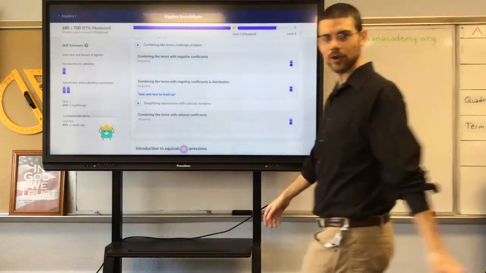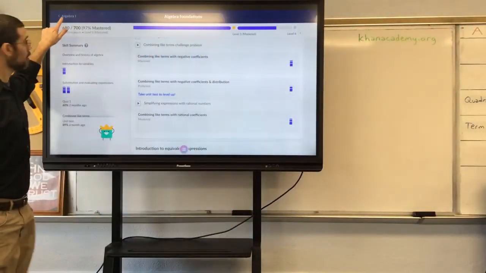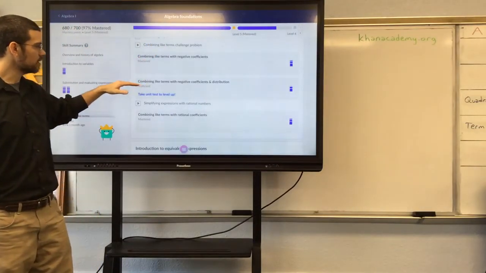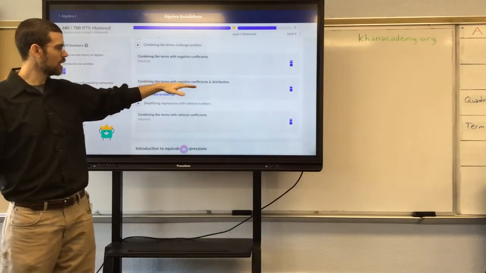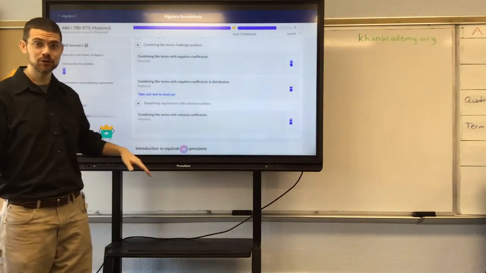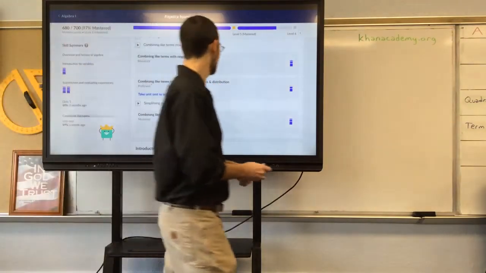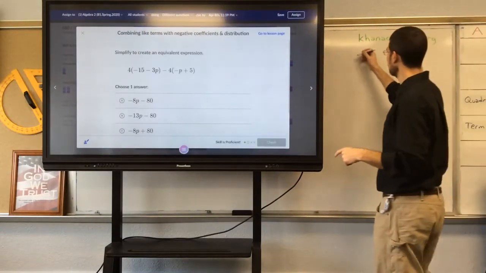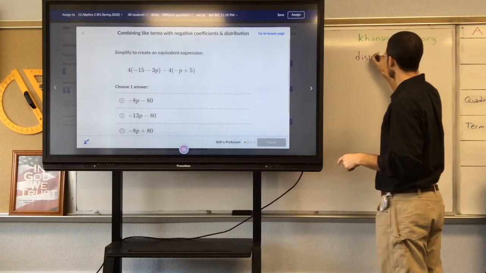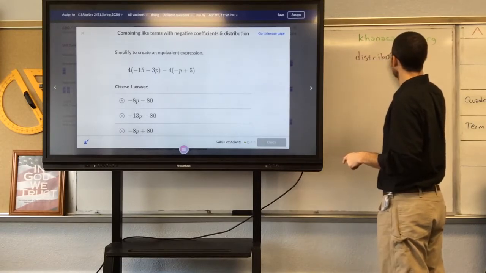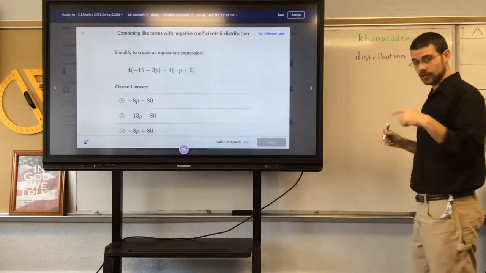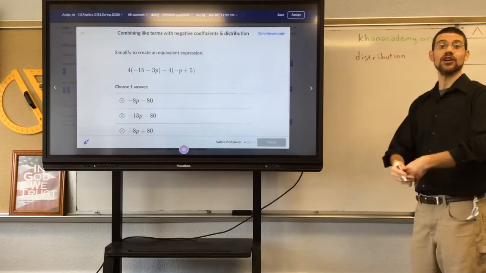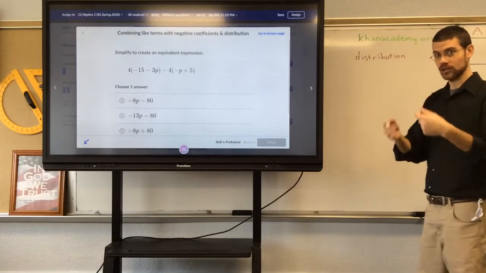All right, welcome. We are going to look at Algebra 1, first unit, Algebra Foundations, and this skill, combining like terms with negative coefficients and distribution. A little review on distribution. Distribution is distribution of multiplication over addition is the full title, but we shorten it to distribution.